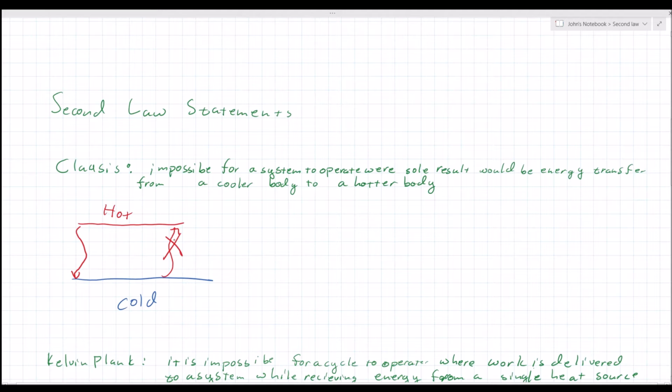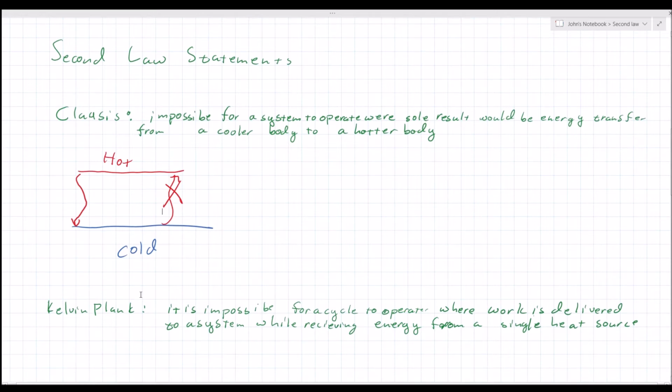You can pump energy from a colder system to a hotter system, but to do that you have to put work into your system. That is how, but even then you'll notice that you're pumping energy into your system, thus allowing that energy flow. That is the first statement for the second law of thermodynamics, the Clausius statement.